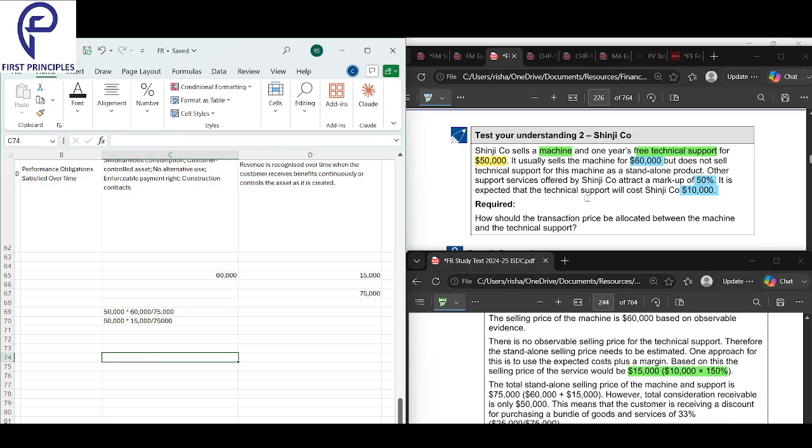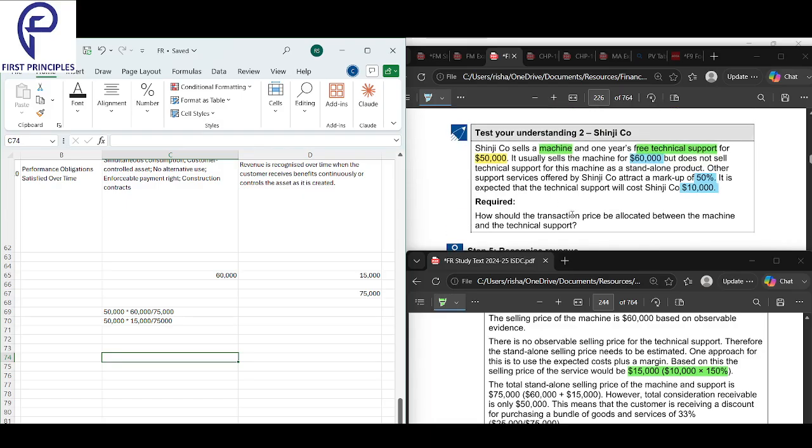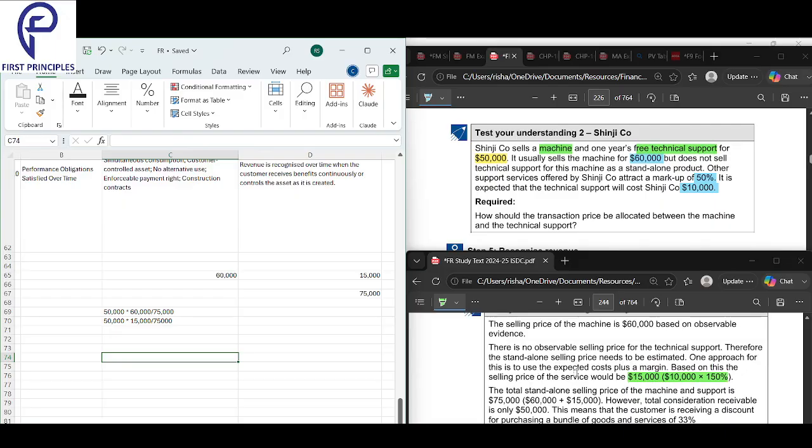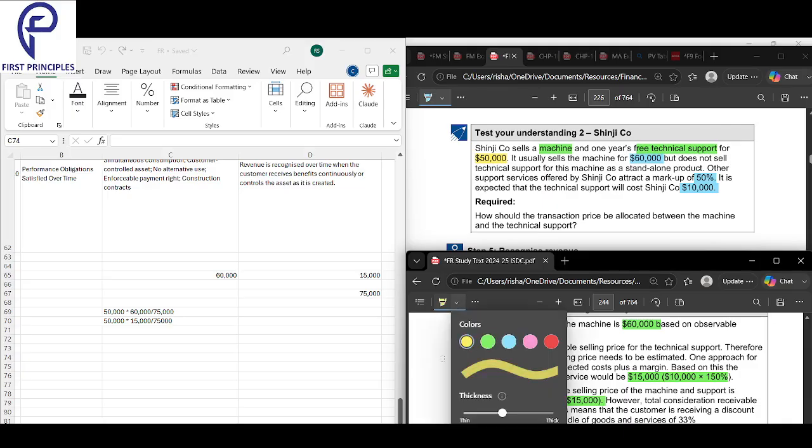Okay, this would have been provided: how should the transaction price be allocated between the two? Ideally, these should be the steps. First we took the 60,000 and the 15,000. We added the two, we got 75. And then what we have done is we split the 50 between the two, right?